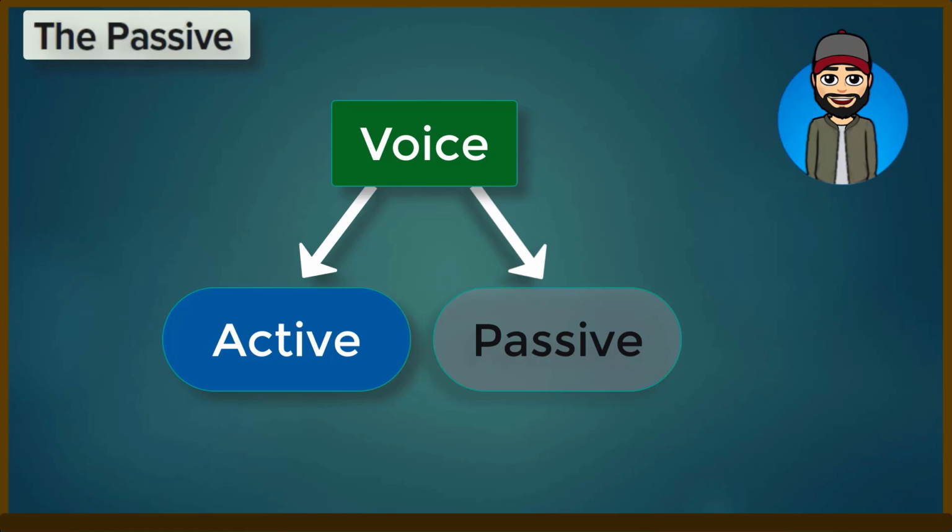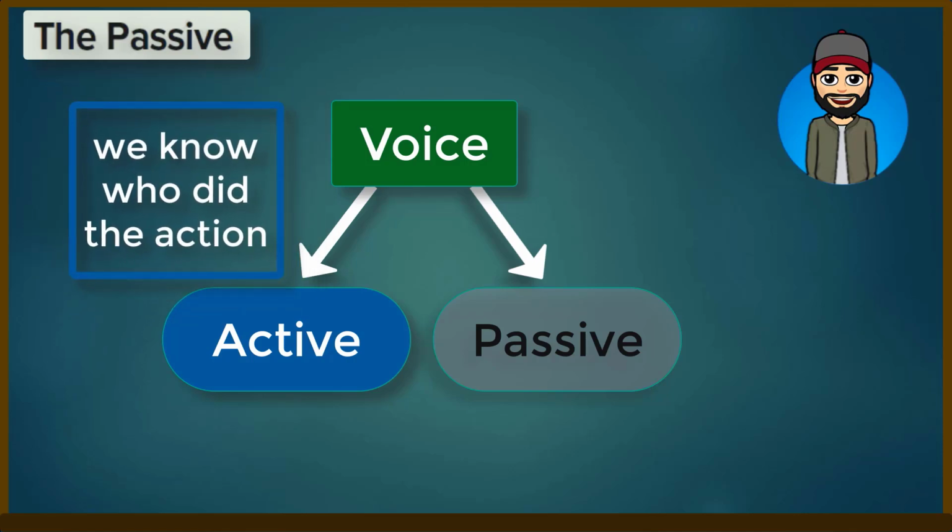What do you mean by active voice? It means we know who did the action. ماذا نعني بالمبني المعلوم؟ هو أن الفاعل معروف. For example, مثال: Ali ate the cake. علي أكل الكعكة. In this one, we know who did the action. Who ate the cake? علي. في هذه الجملة نعرف من أكل الكعكة وهو علي.